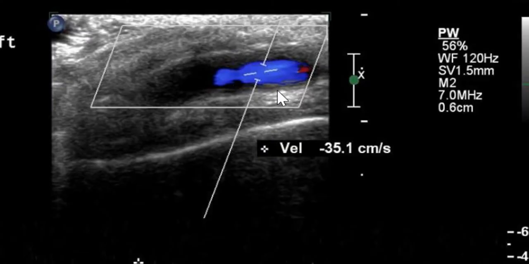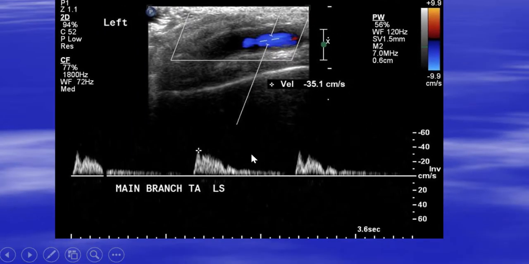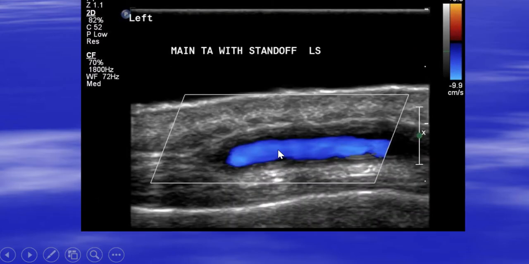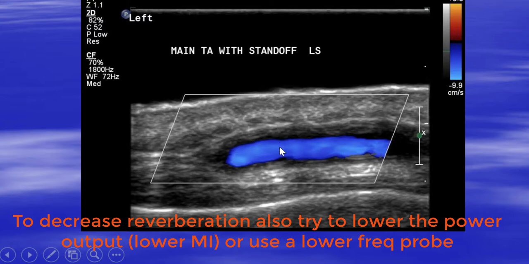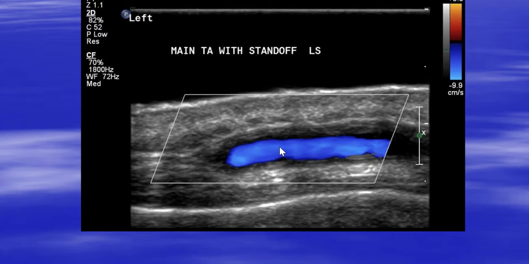Here's our colour Doppler here of the main branch, and once again, losing our end diastole, quite a high resistance signal. I find quite often it's really good to use a standoff with these. Not always, but it will sharpen up the image for you. You end up losing a lot of that early reverb artifact because these vessels are just below the skin, as you can imagine. So you use the standoff, it just gives you a little bit of distance between you and the probe.